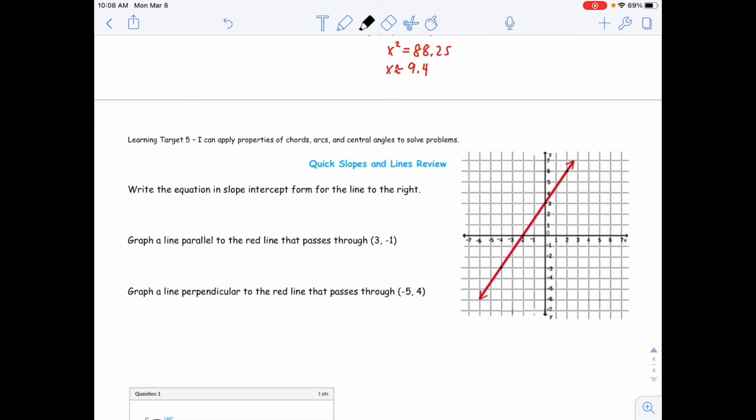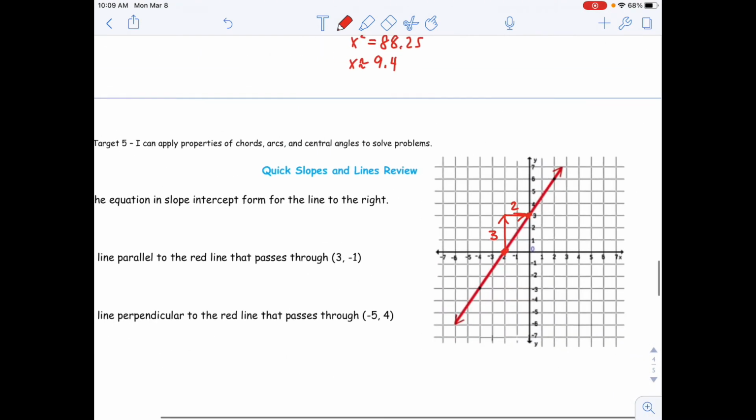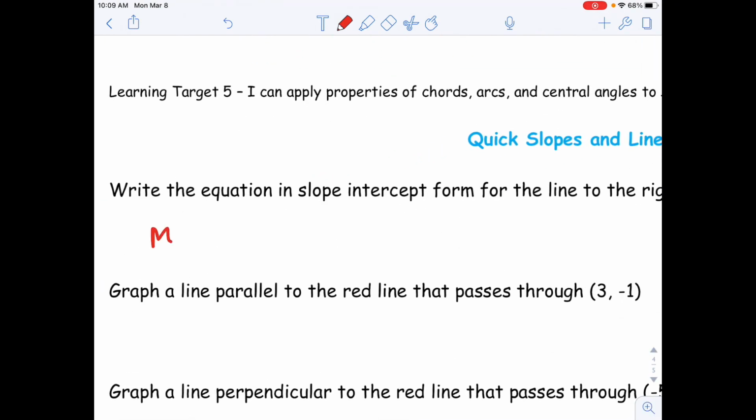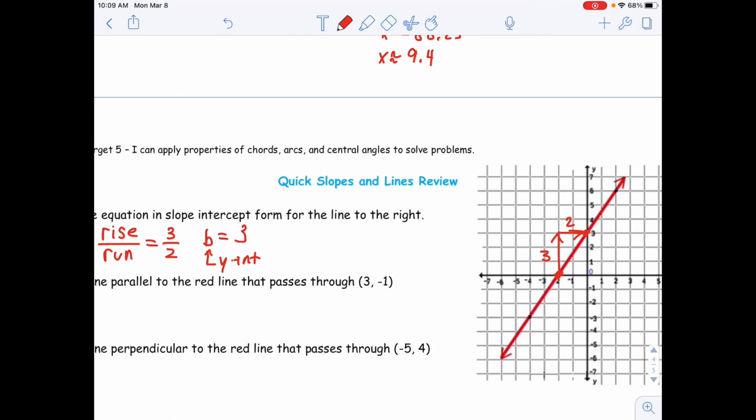And then a quick slopes and lines review. Write the equation in slope-intercept form for the line to the right. So we have points 0, 3 and 2, 6. Really quick, the rise over run was 3 over 2. Some things to remember is slope is rise over run. It's 3 over 2. B, which is the y-intercept, is where it crosses the y-axis, you can easily see is 3, just looking at the graph.